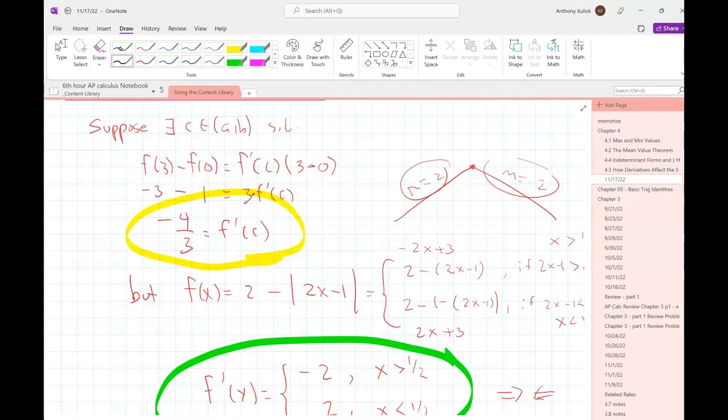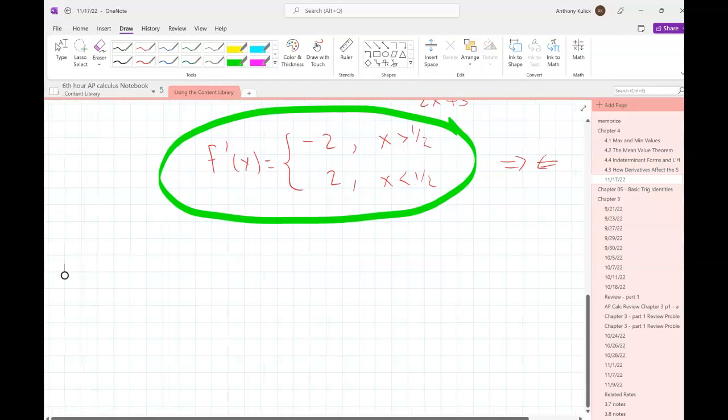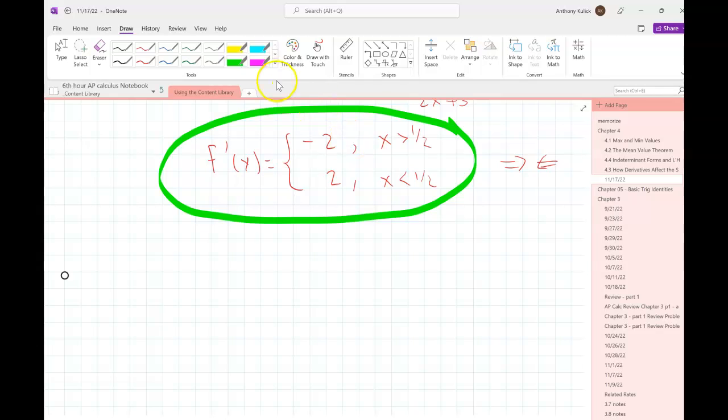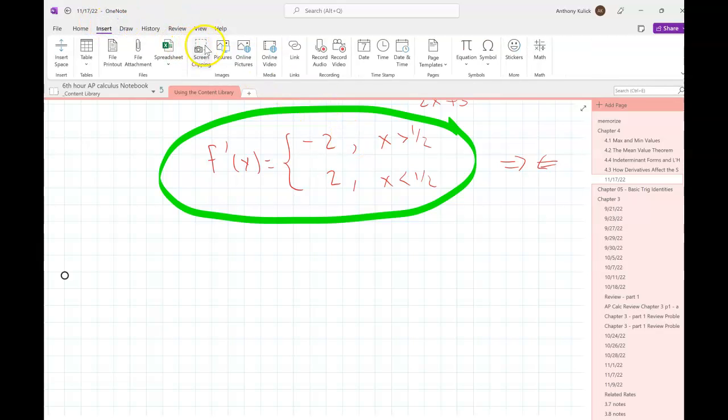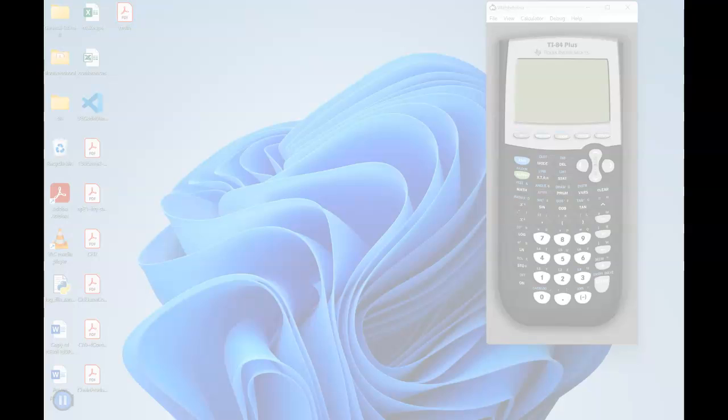Yeah, if anybody else wants to. Can we take a look at 31 in section 4.2? Sure. You said 31? Yeah. Okay. Yeah, another piecewise function here.